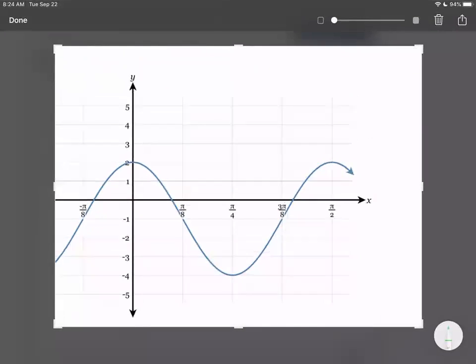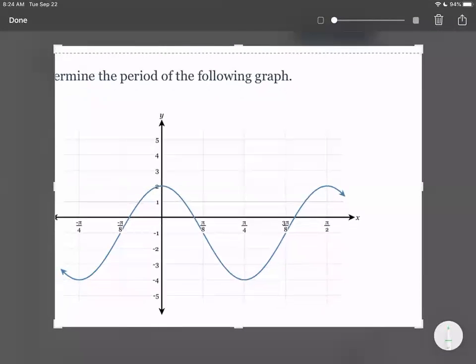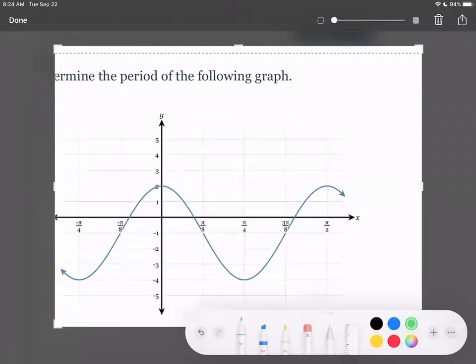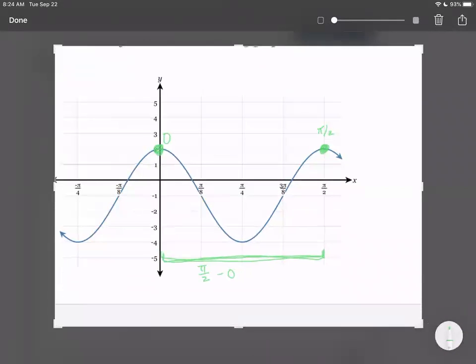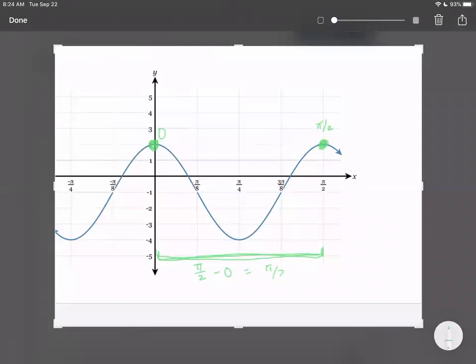Here we have another graph, and we need to find the period. Let's do top to top. It just seems like the easier one. Over here, this is pi over 2, and over here we have 0. To find the distance between 0 and pi over 2, I'm going to subtract them. So I do pi over 2 minus 0, which, oops, sorry, there we go, which as you know is pi over 2. So the period for this one is pi over 2.